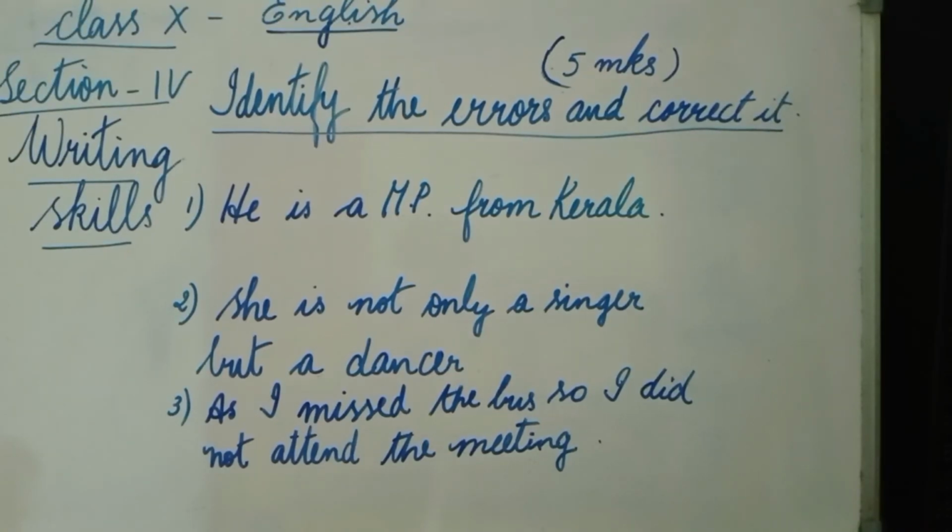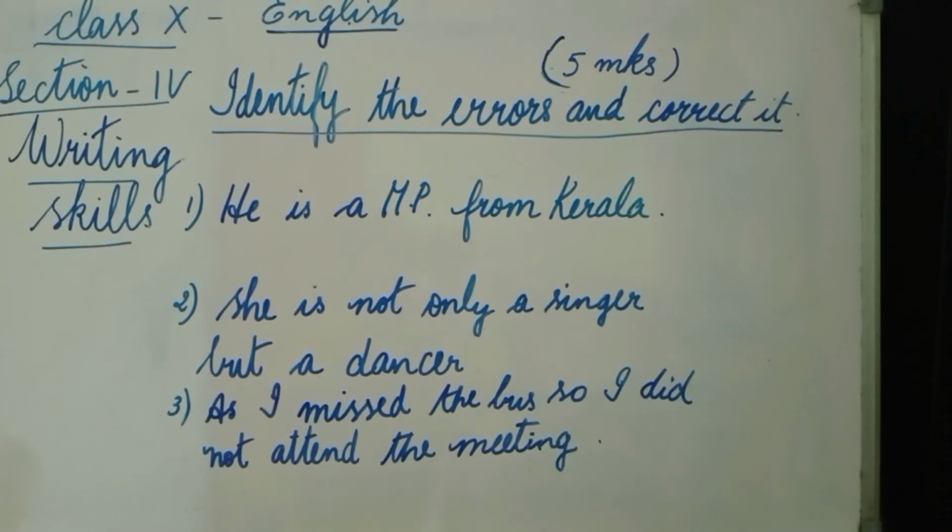So here it is the conjunction that is being used wrongly. She is not only a singer but a dancer. In this sentence, not only will be followed by but also. So the correction that has to be done is, she is not only a singer but also a dancer. Same is with the next sentence. That is also the error in the use of conjunctions. As I missed the bus, so I did not attend the meeting.